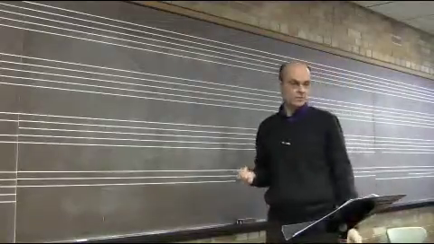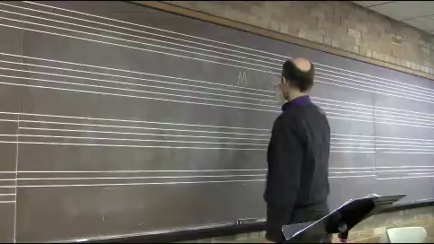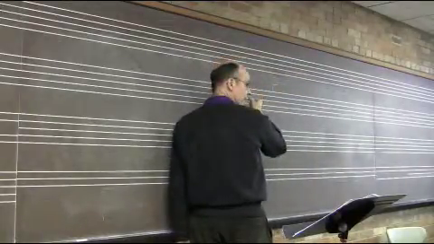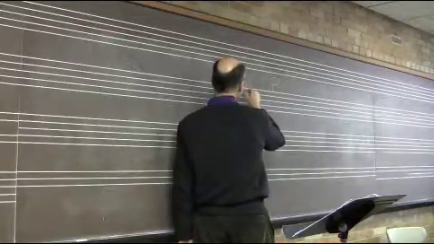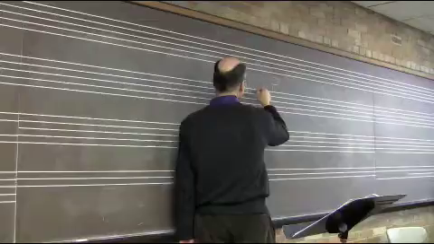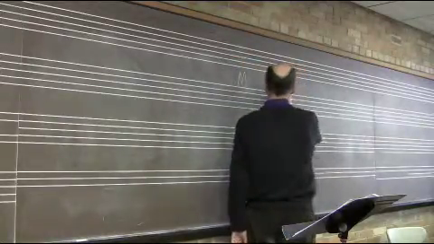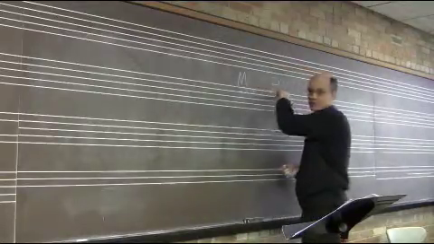Back to this little chart here that we talked about a couple times. And major intervals again are 2, 3, 6, and 7. Perfect intervals are 1, 4, 5, and 8. And again, you always want to find the major or perfect interval first.